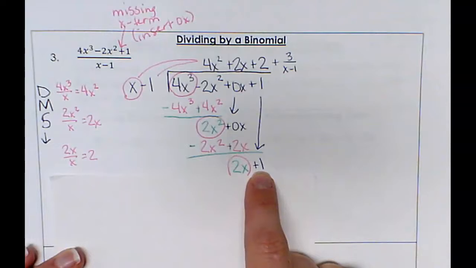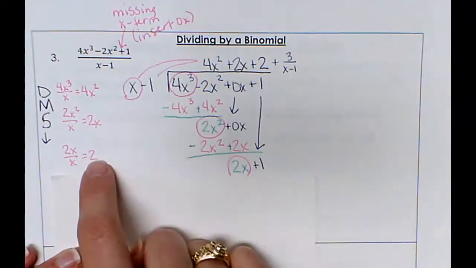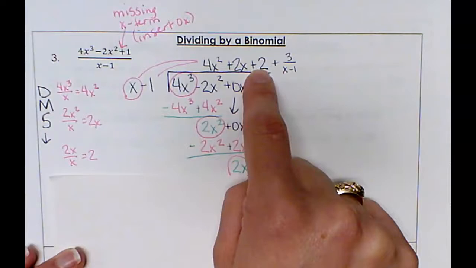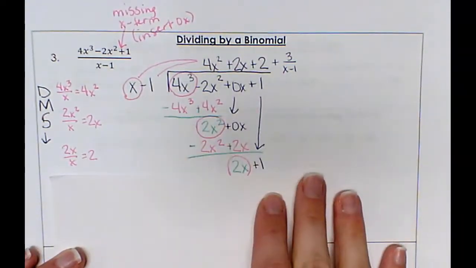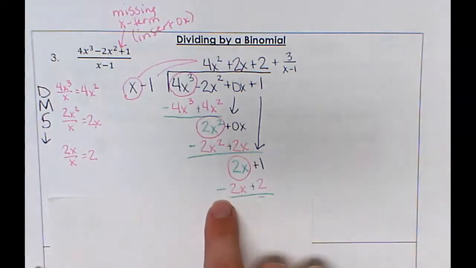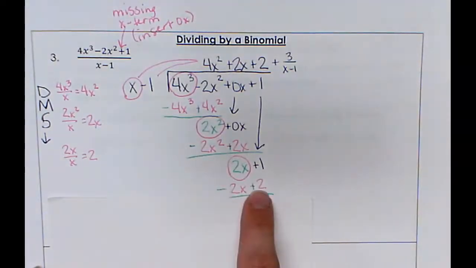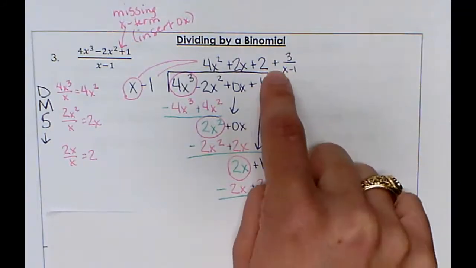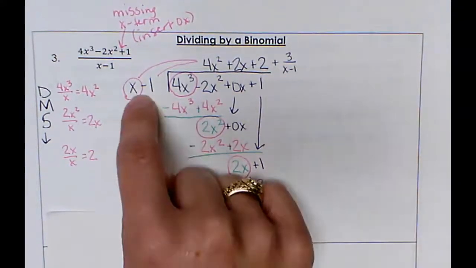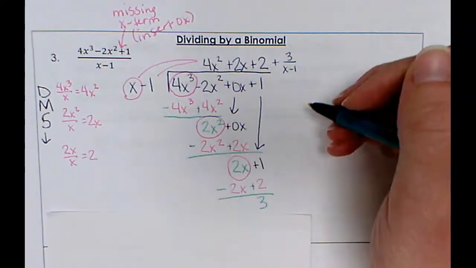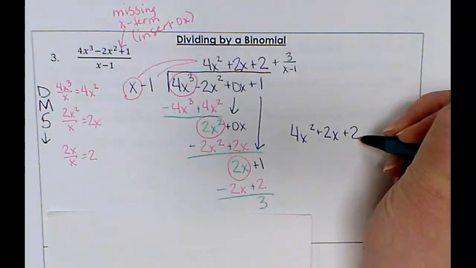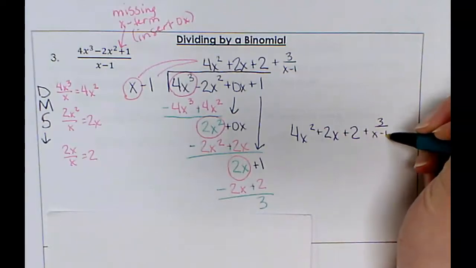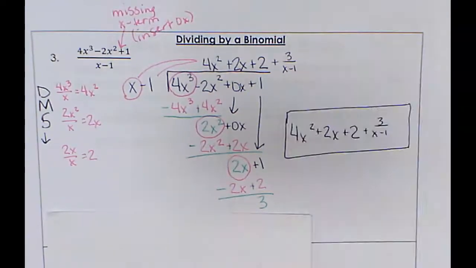Last cycle, 2x divided by x is 2, so I put a plus 2. I multiply, 2 times x is 2x, 2 times negative 1 is negative 2. I subtract, I draw the line, change both signs. 1 plus 2 is 3, and that's my remainder, so I write it as plus 3 over x plus 1, which I get from right here. So my answer is 4x squared plus 2x plus 2 plus 3 over x minus 1. That is my quotient.